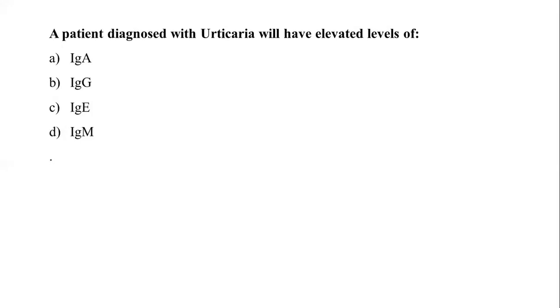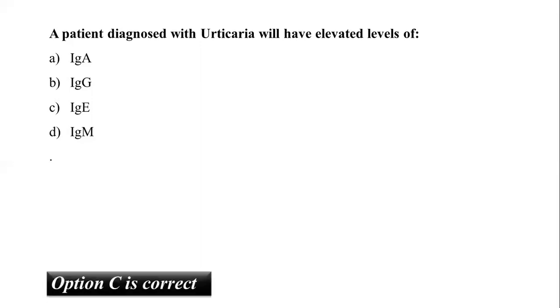In the next question, a patient diagnosed with urticaria will have elevated levels of what? Hives or urticaria are red, itchy welts that result from a skin reaction. Acute urticaria is caused frequently by IgE-mediated allergic reaction, either to food or by an acute infection. So usually a viral respiratory tract infection or something like that induces urticaria. The correct answer for this particular question would be option number E, IgE.